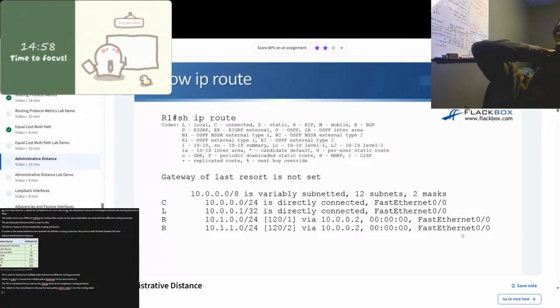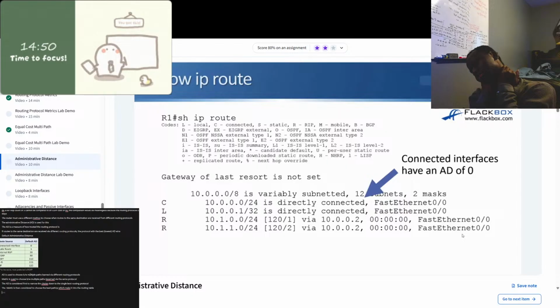We can see what's happening with a show IP route command. So show IP route will show us what routes did make it into the routing table. You can see from here, connected routes have got an administrative distance of 0. They're always going to be most preferred. We've also got some routes in here that were learned from RIP as well. And you see the digits in the square brackets, that shows us the administrative distance and the metric.